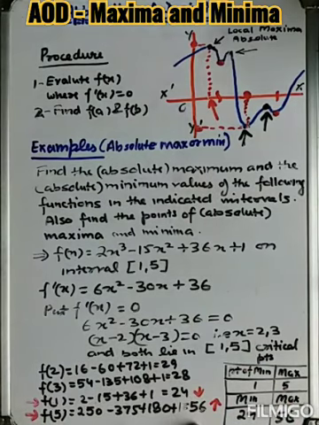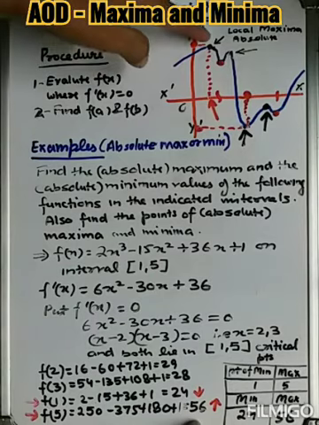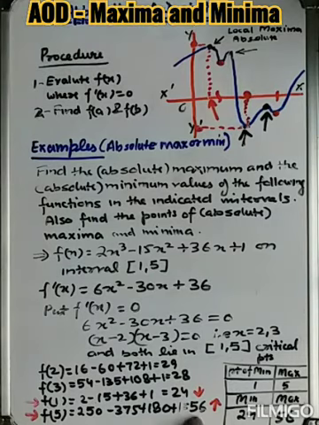Now out of these values, we have to see which one is the maximum value. The value of y is 56. This is the maximum value out of these four values. So this is the maximum value and the point of maxima is 5.